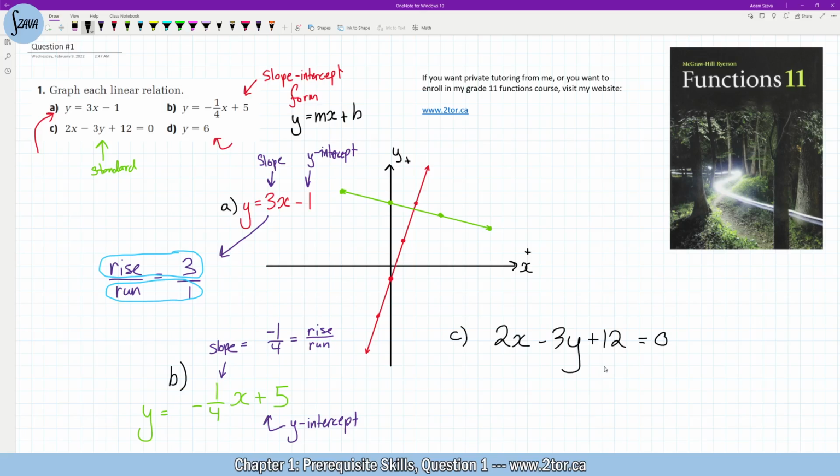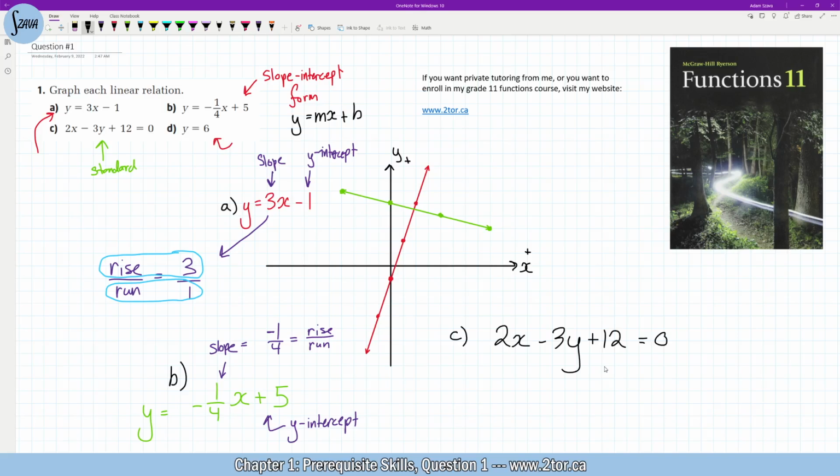Now this is notably not in slope-intercept form. This is not written as y equals mx plus b, right? But it is written in standard form. And standard form has some uses, but when it comes to graphing linear relations, it is not very useful. So what we want to do is turn this into slope-intercept form. And we do that by just getting y by itself, right? So we just get y by itself by applying the same operation to both sides of the equation.